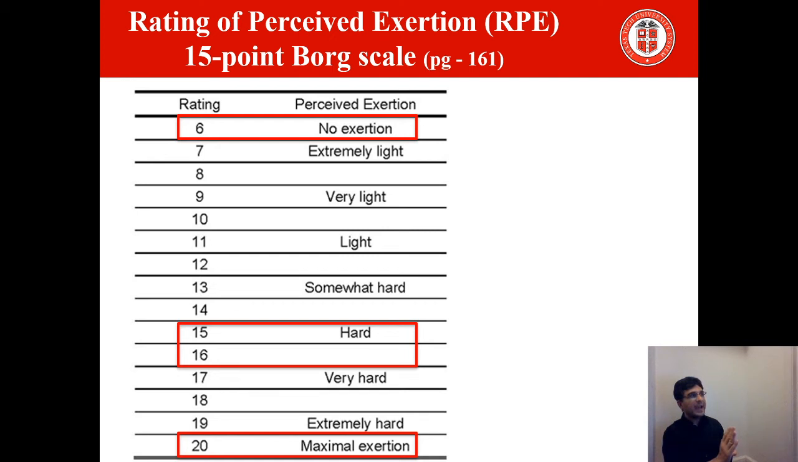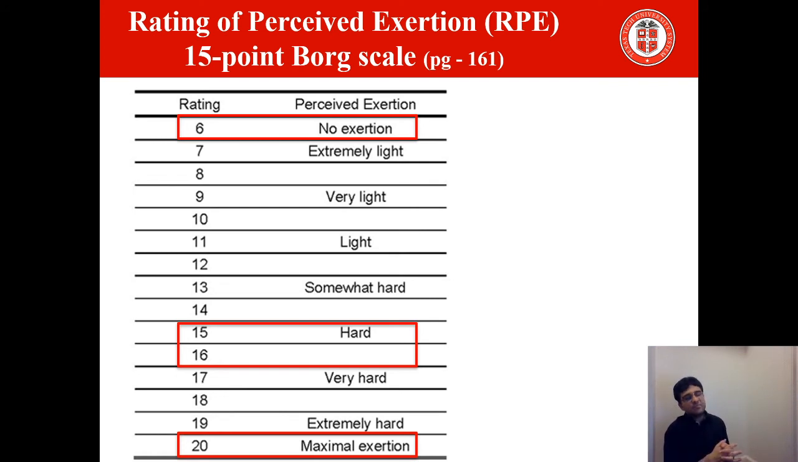This I have highlighted before, just a quick recap: RPE is a rating of perceived exertion. It's also known as the 15-point scale. It is given on page number 161 of your book. So once somebody is exercising, this is a subjective phenomenon. You ask the person for a rating from 6 to 20; it's a 15-point scale.